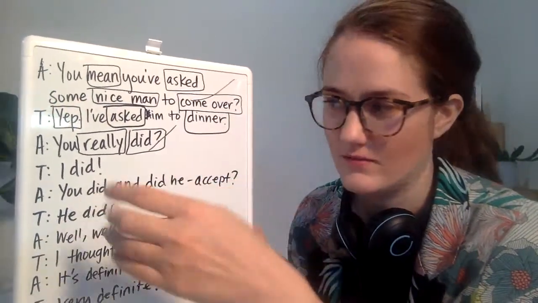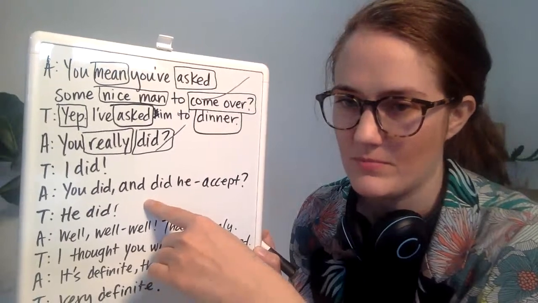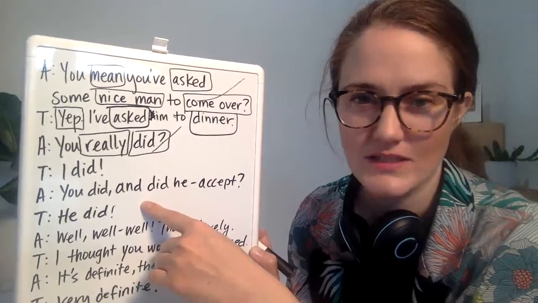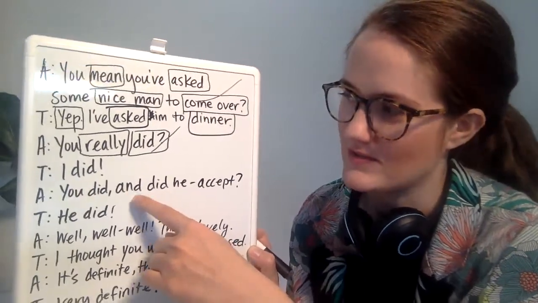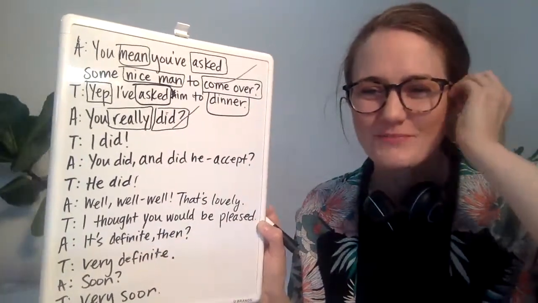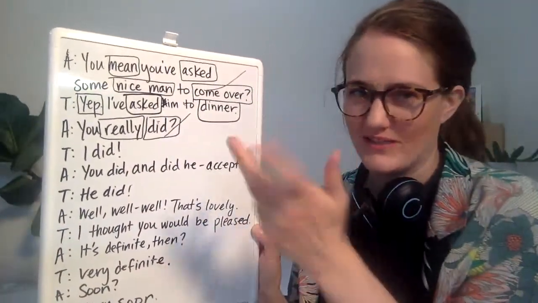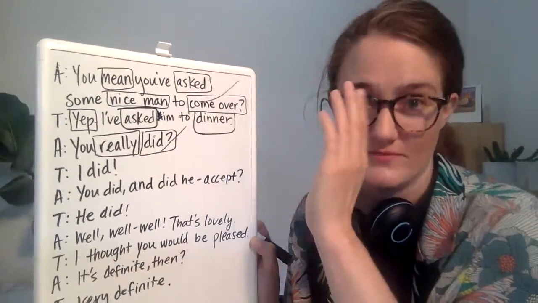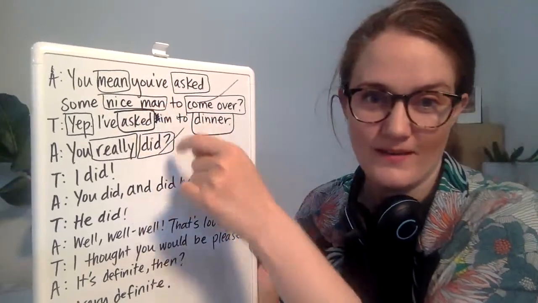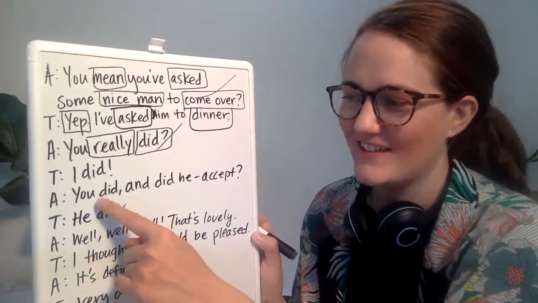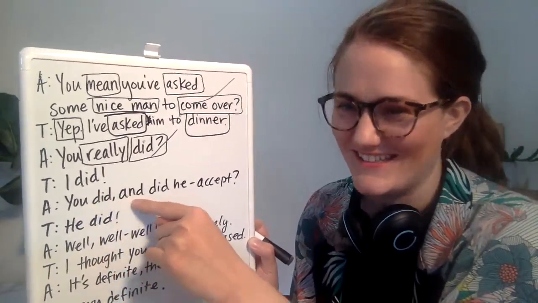So tell me, what do you think? This one has a lot of intonation because it's you really did? I did. You did. There's a lot of surprise, right? There's a lot of back and forth. This girl cannot believe that this nice man is coming to dinner. She's very surprised. Okay. You did. And did he accept? Yeah, all the dids.